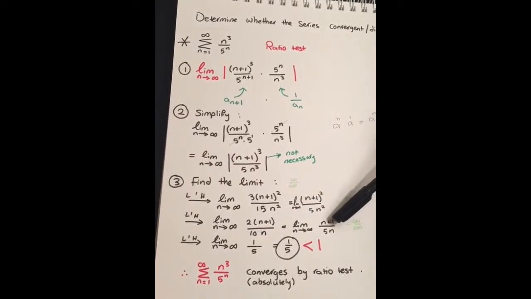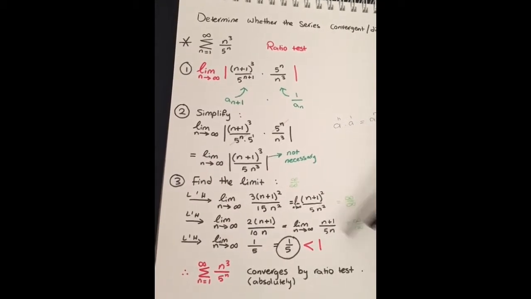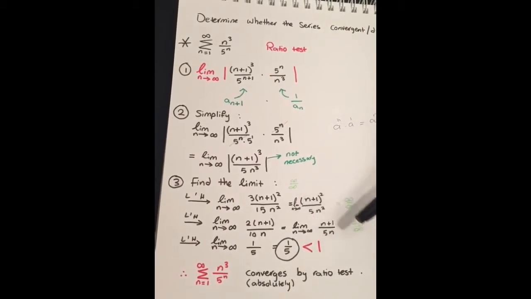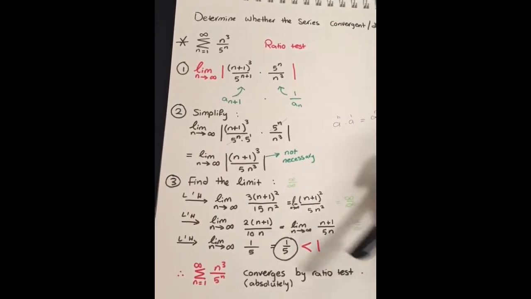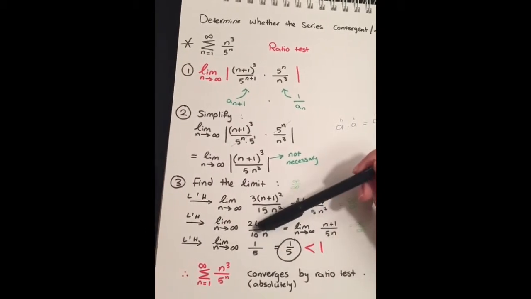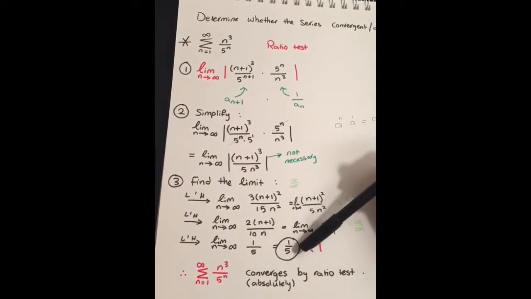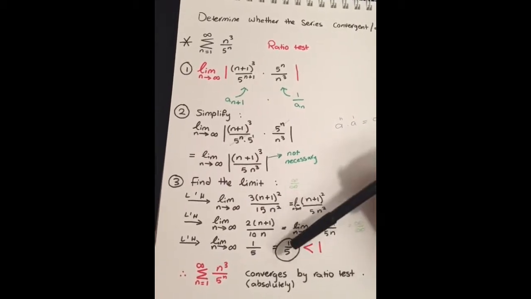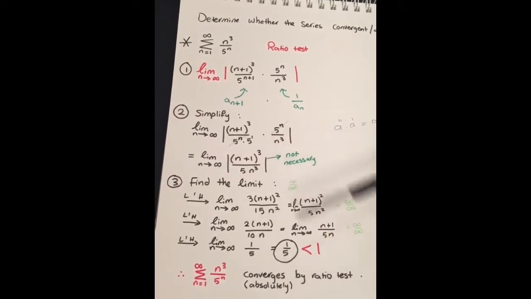Simplify again, and you will get the limit when n goes to infinity of (n+1) over 5n. If we plug in infinity again, we will get infinity over infinity, so we need to use L'Hopital's rule the last time. Now we will have the limit as n goes to infinity of 1 over 5, and we know that the limit of a constant is the constant itself. This number will determine whether our series is convergent or divergent. Because it's less than 1, our series is convergent by the ratio test.